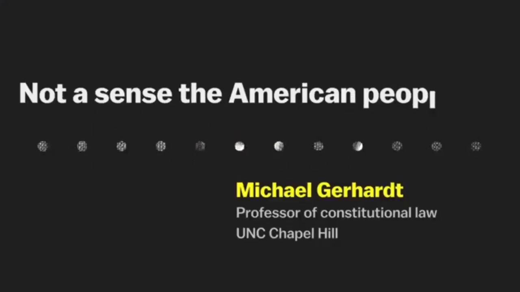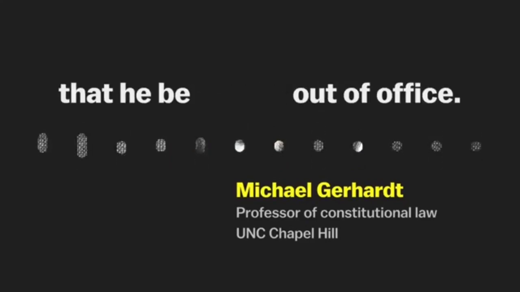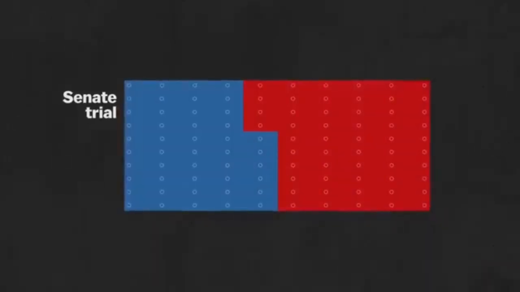In a sense, the American people are demanding that he be tossed out of office. Not a single Democratic senator voted to remove Clinton from office. Why is it the Democrats are always the logical ones?